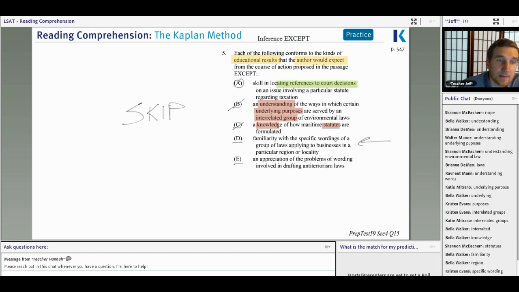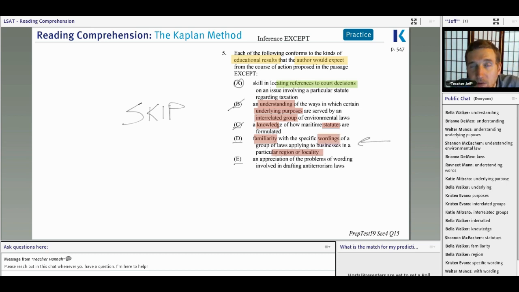Familiarity with what? Right, familiarity with wording as it relates to a region or locality. We talked about before that statutes are regionally based, right? The wording associated with that region. So again, this ties to what we learned about statutory law training. And E.